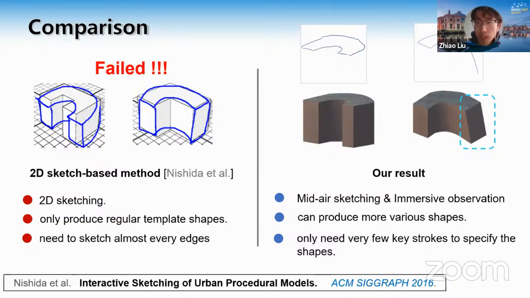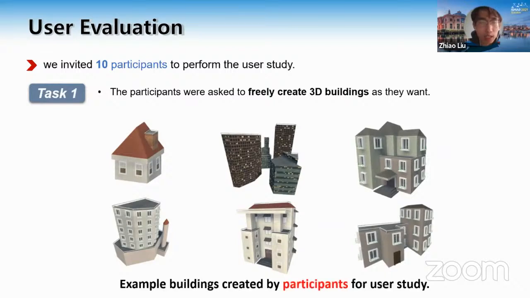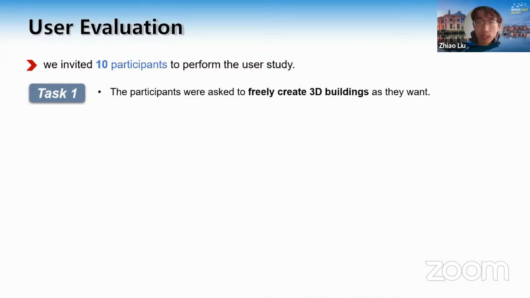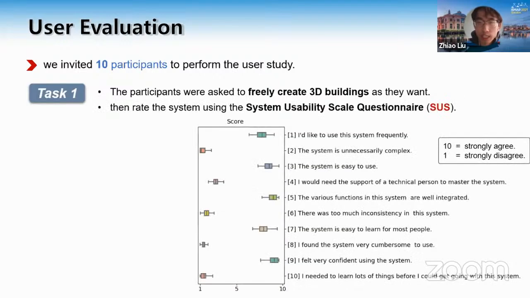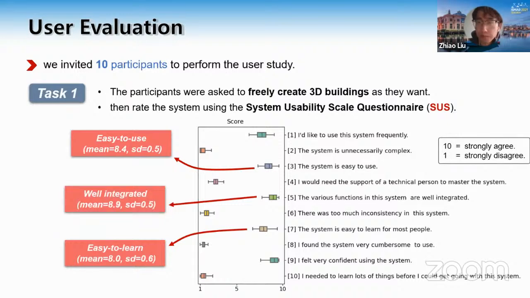outline the building shapes. For the user evaluation, we performed two simple experiments. In the first task, we invited 10 participants to experience our system by freely creating 3D buildings as they want. Here are some example buildings created by the participants. We then asked them to rate our system on 10 questions using the SUS questionnaire. According to the statistical results, we can say that the participants think our system is easy to use and easy to learn. And also, the functions in this system were well integrated.